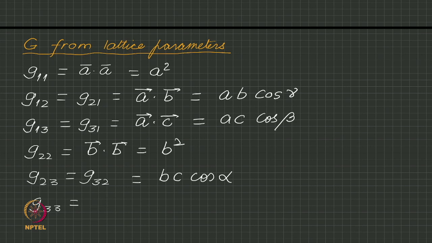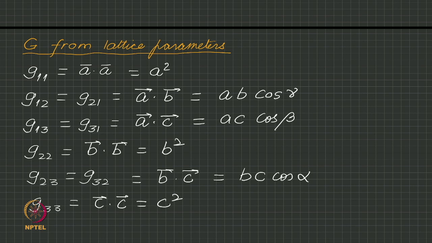G33 is C square. C dot C is C square. Maybe here also we can write B dot C and then write B C cos alpha.